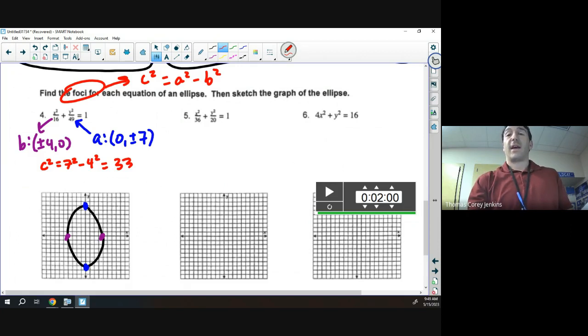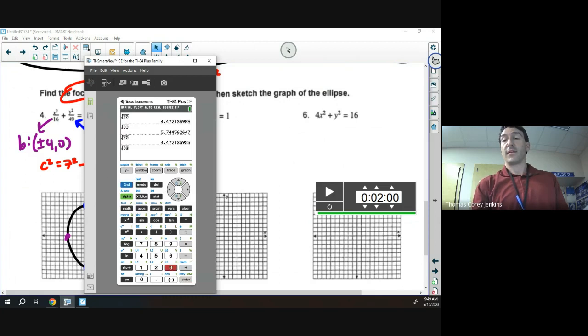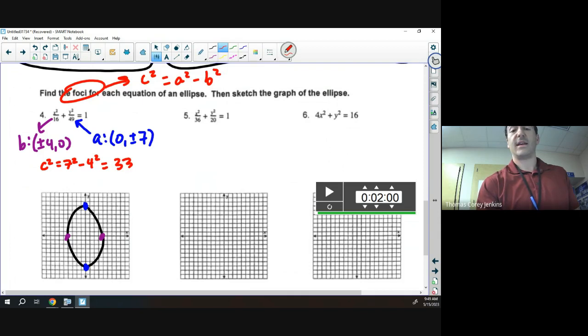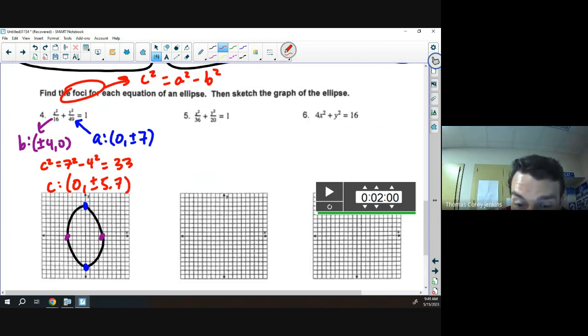And if we take the square root of that just to see where it is on the number line, square root of 33 is about 5.7. So C is on the same axis as your major vertex, so that's a y-coordinate. C is going to be roughly 0 plus or minus 5.7. Okay, so if we want to look at where it would be in terms of the rest of our stuff, it'd be right up there close to 6.